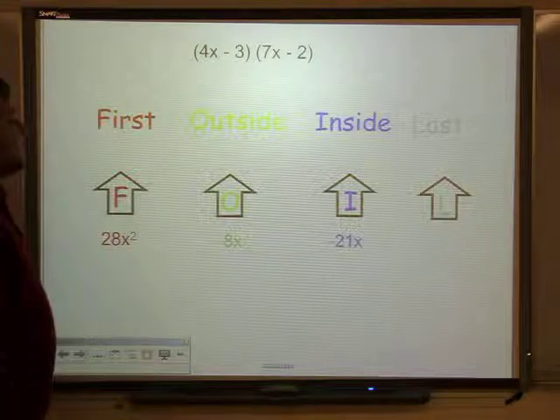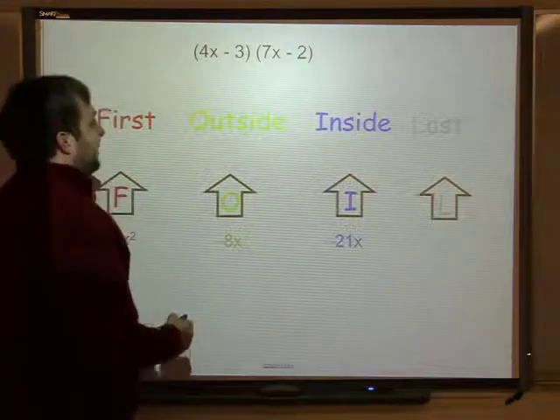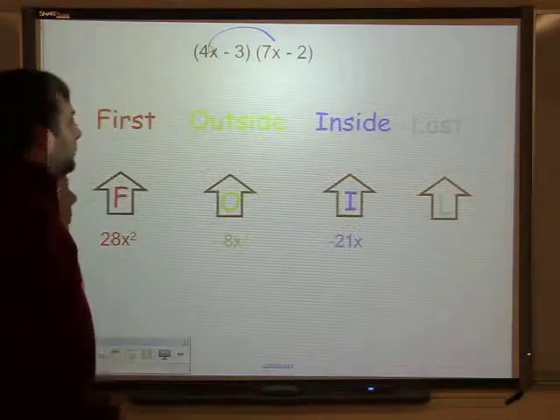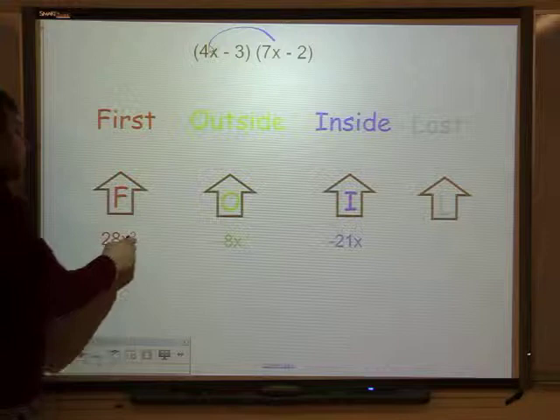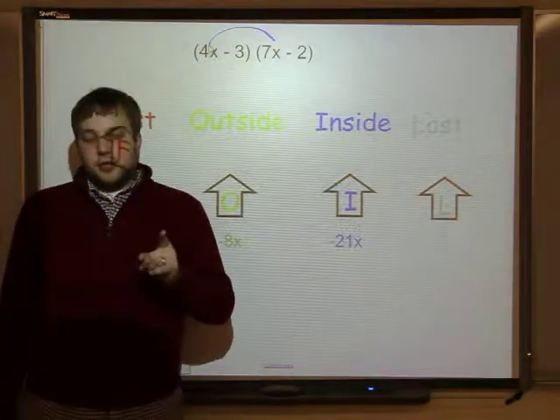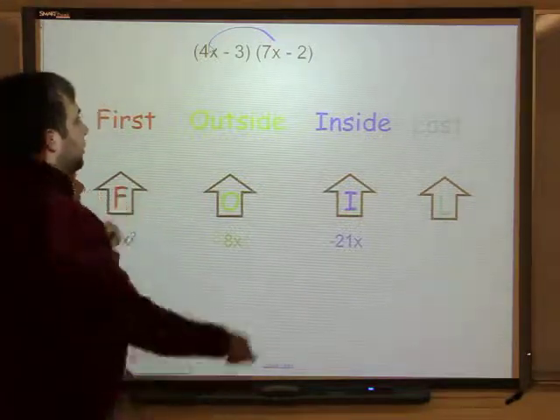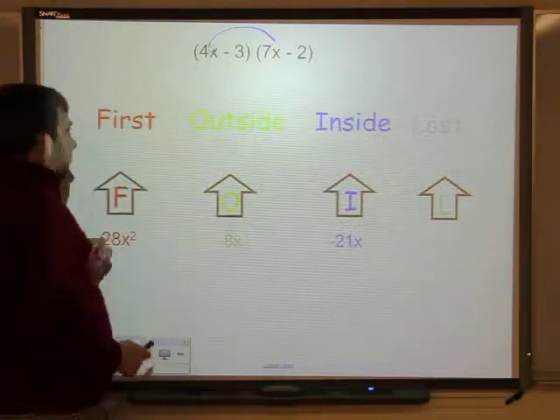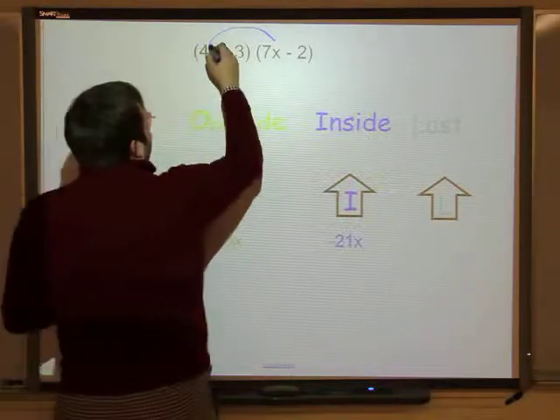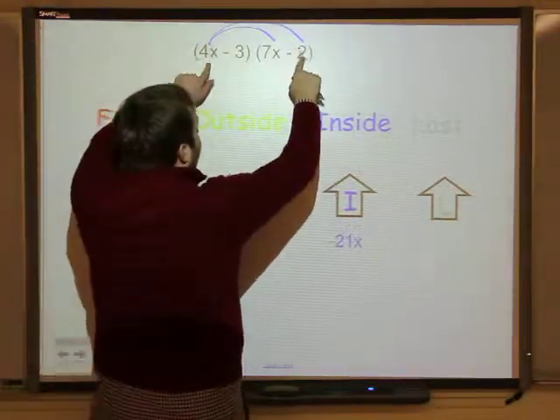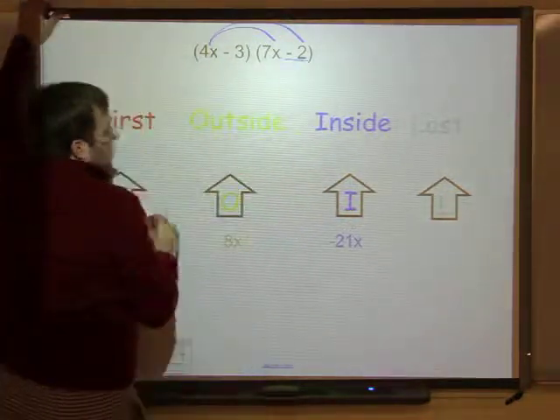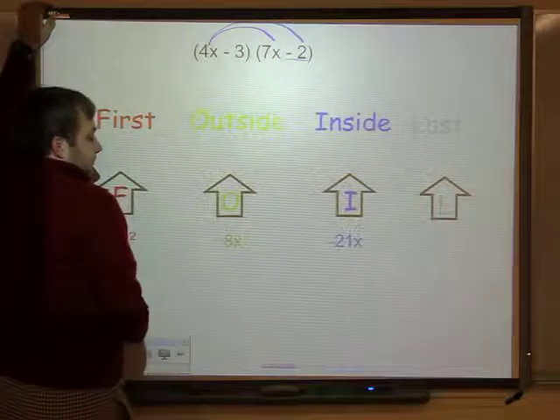Alright. So I'm going to do first, outsides, insides, last one more time. My firsts. 4x times 7x. 28x squared. Don't forget the square. Number one mistake on foiling. They always forget the squaring the first one. You're always going to have an x squared on the first one if you have x as the first two. Outsides. My 2 on the outside. Well, what's 4x times a negative 2? Negative 8x.